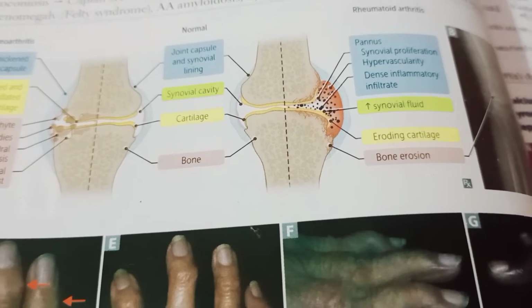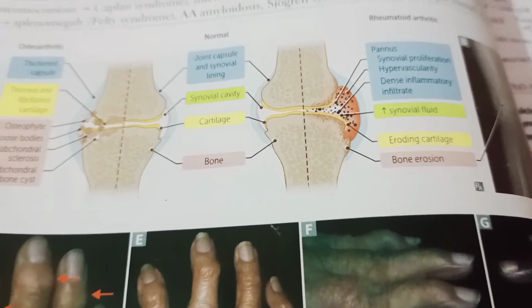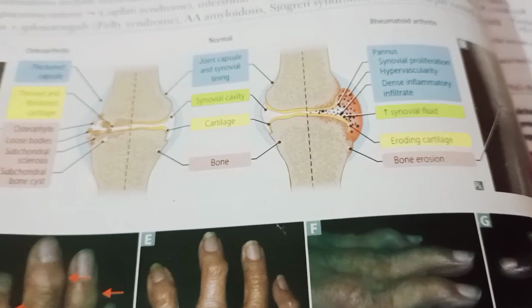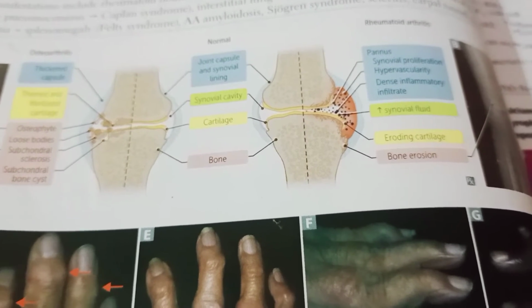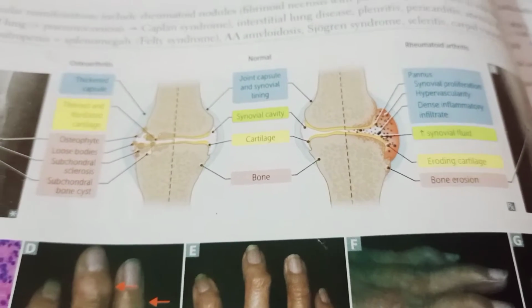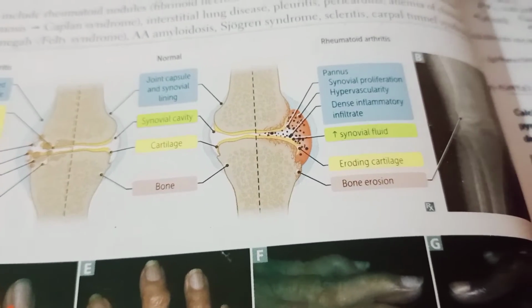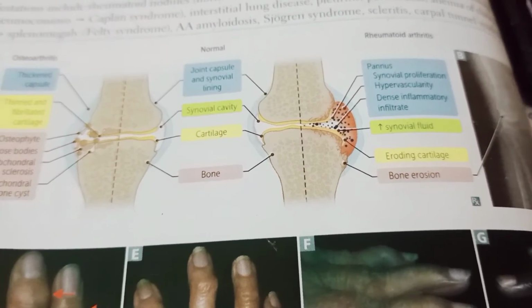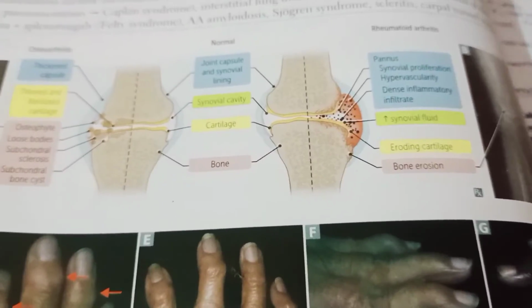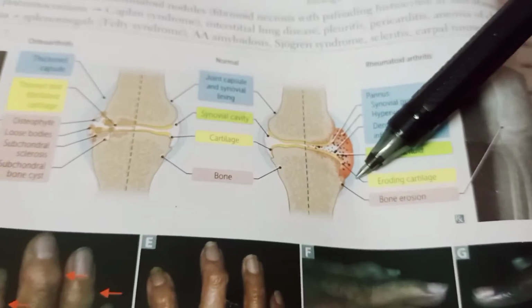So the patient presents with pain, swelling, morning stiffness. So this is important. Rheumatoid arthritis, morning stiffness. Osteoarthritis is at the end of the day. Pains at the end of the day is osteoarthritis. Rheumatoid arthritis is pains in the early morning. And it is lasting. The pain is lasting for greater than 1 hour and it is improving with use. So rheumatoid arthritis improves with use.